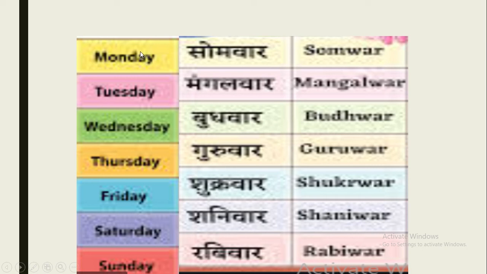Okay, first Monday. Monday means Thingal kilamai. What is it in Hindi? Somvar. Monday means Somvar. Tuesday, Mangalvar. Wednesday, Budhavar. Thursday, Guruvar. Friday, Shukravar. Saturday, Shanivar. Sunday, Ravivar. Okay, so Sunday is the first, right?